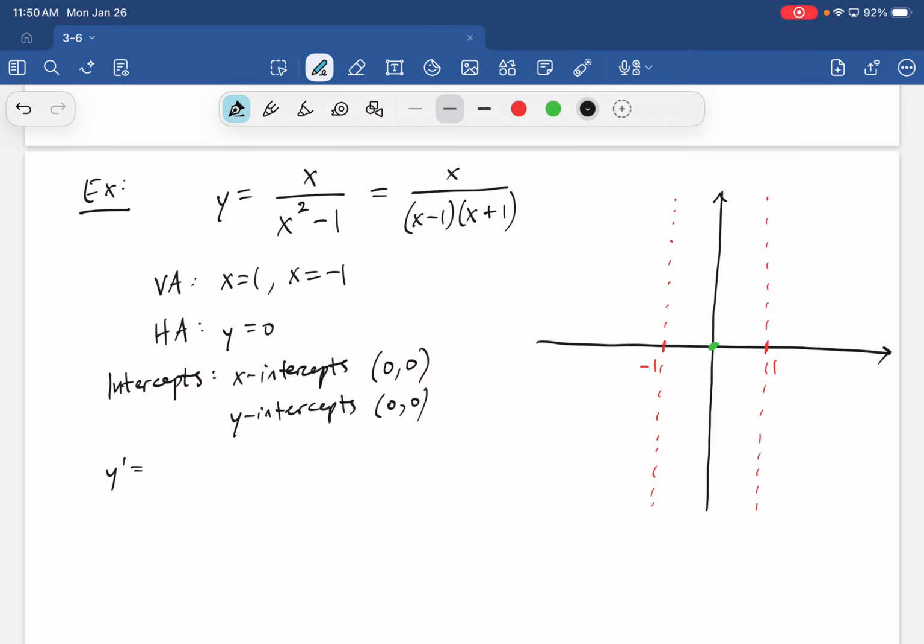I do not want to do this by hand, so let me use my computer. You guys have to use your hand though. Derivative of x. Okay, so the first derivative is going to be -x² + 1 over (x² - 1) squared.